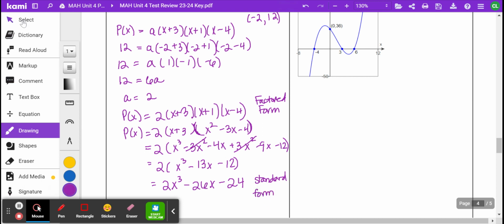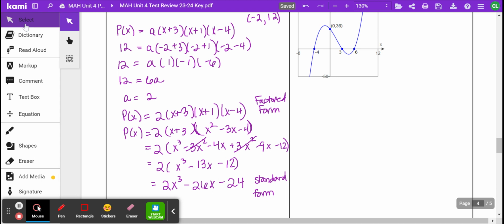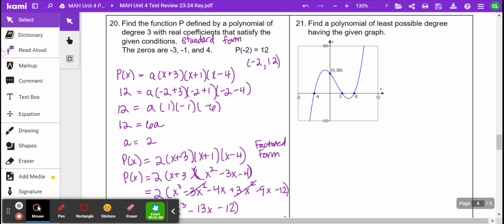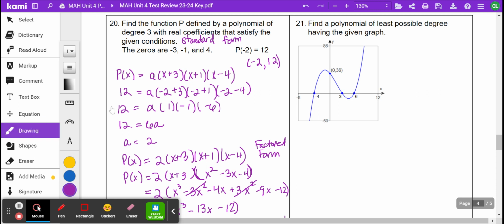So let's go to problem number 21, which is going to be the same type of problem, except this time they gave it to you graphically rather than in words. It's the same idea. Again, they gave you the point, and that's supposed to find a. So we know that P of X equals A. I know I'm going to find A because they gave me a point.